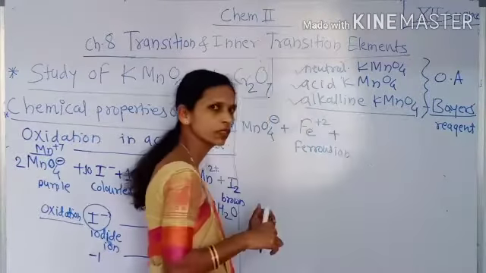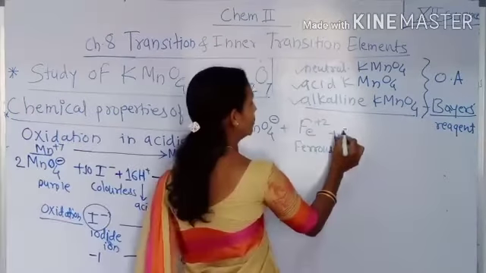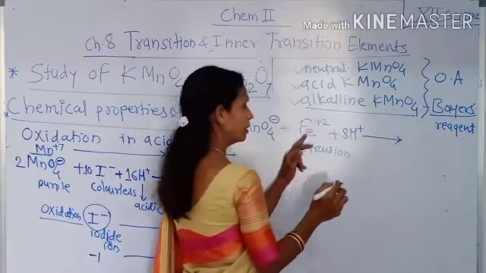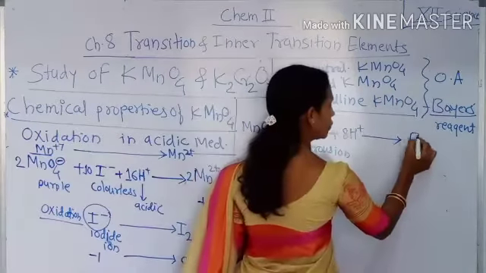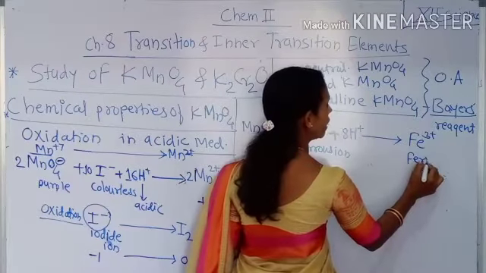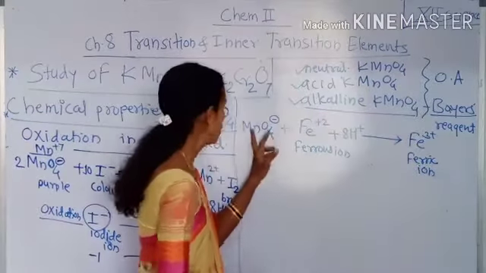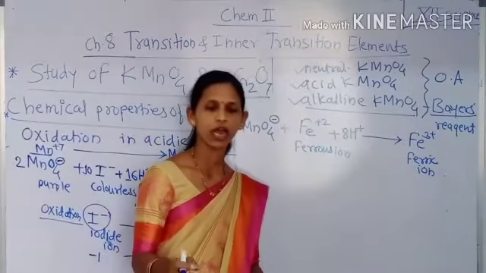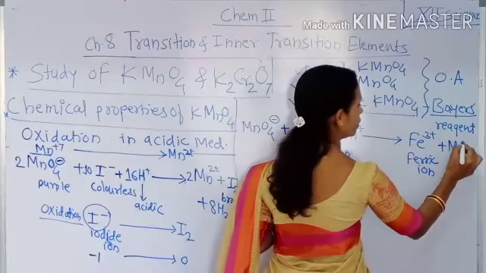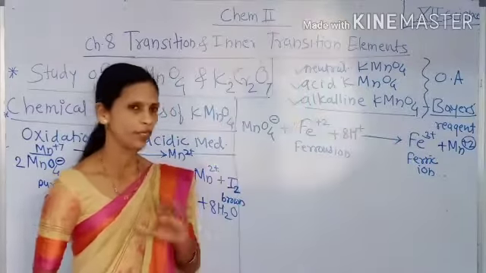And this process, the oxidation of the Fe2 plus ion, takes place in acidic medium, that is 8H plus, which converts Fe2 plus into Fe3 plus. Fe3 plus means it is a ferric ion. And the MnO4 minus ion, the permanganate ion, is converted into Mn2 plus ions.